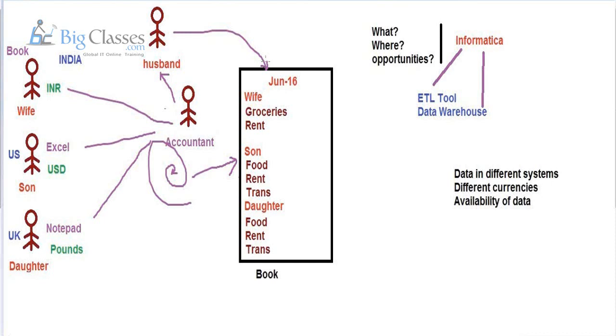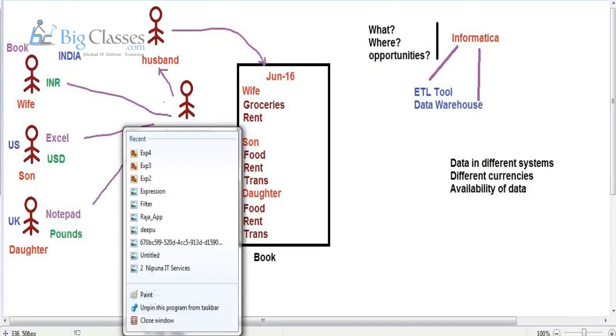Now we'll try to apply the same scenario to a real-time business. Let us say I'm a person who wants to start a business. As and when I think of starting a business, I'll become the owner of the business, whatever you call it, owner or CEO or anything. So I'm the owner of the business.